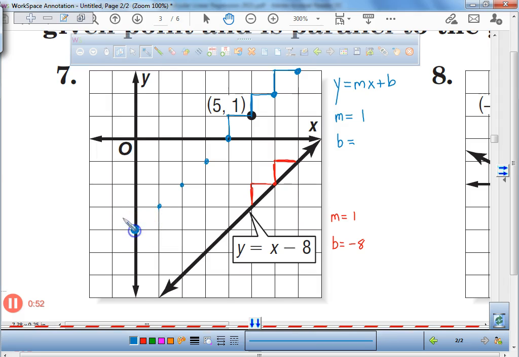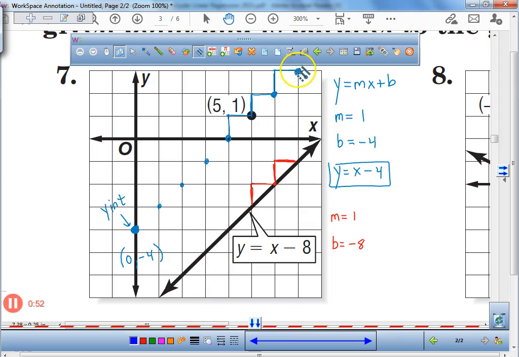Ding, ding, ding. What did I just hit there? The y-intercept. Very good. And what would my y-intercept be, say, as an ordered pair, 0 what? Nope, not 0, 4. 0, -4. So right here, put -4. So by the way, your very first answer to problem number 7 is y equals x minus 4. This is the line that is parallel to this line and has a y-intercept right there of 0, -4, and goes to the point 5, 1.